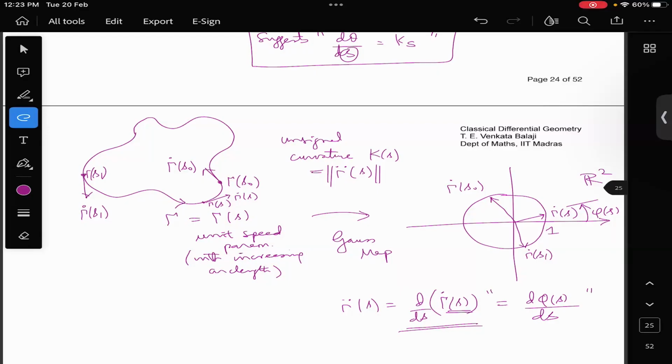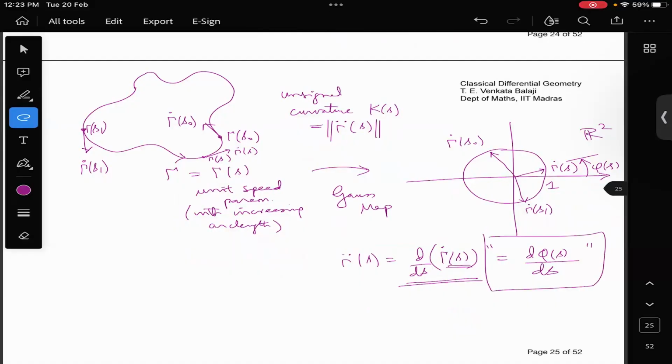If the curvature is the magnitude of the acceleration, it should be the rate of change of the velocity, but the velocity is just the tangent vector.